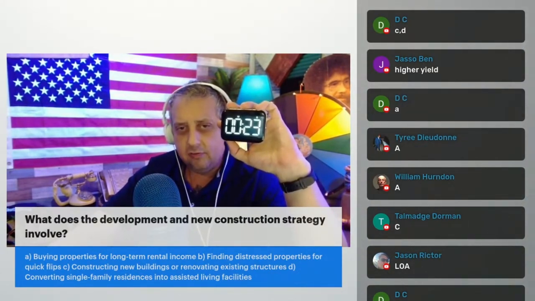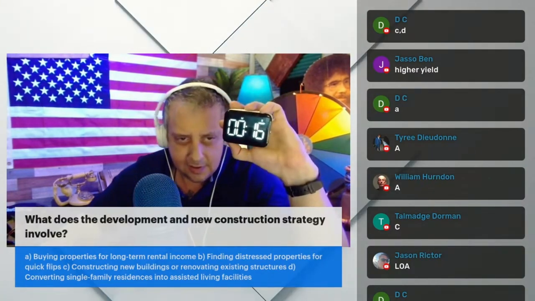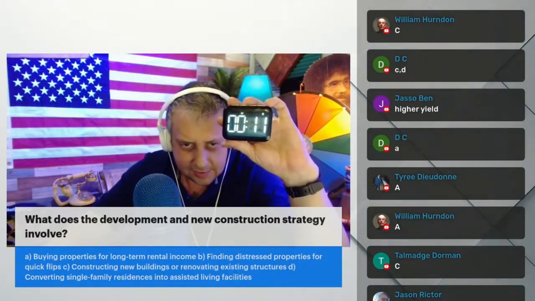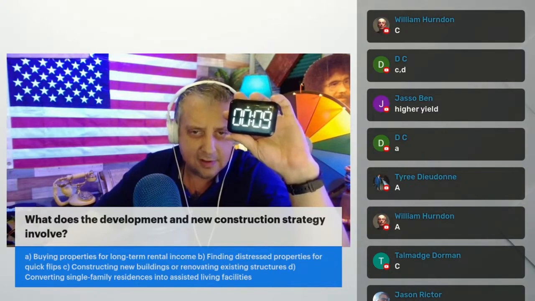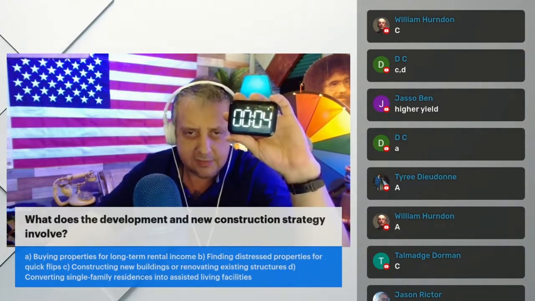Buying properties for long-term rental income. Buying distressed properties for flips. Constructing new buildings or renovating existing structures. Converting single-family residences into assisted living facilities.